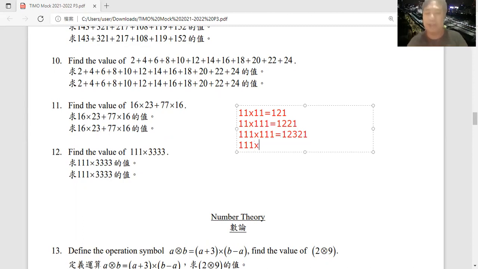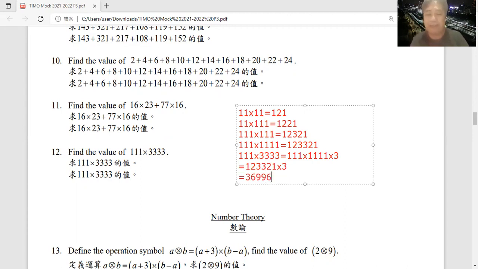Then you will know that 1,111 times 111 will become what? 1, 2, 3, 3, 2, 1. Now 111 times 333, which is 111 times 111 times 3. So you will equal 1, 2, 3, 3, 2, 1 times 3, which is a very good answer: 369,963.